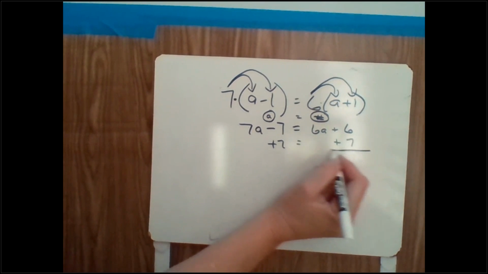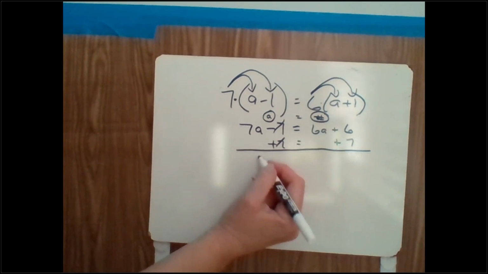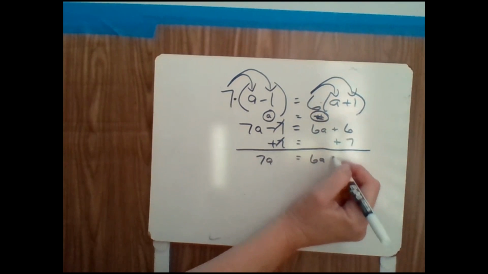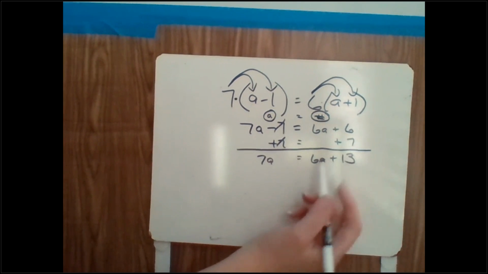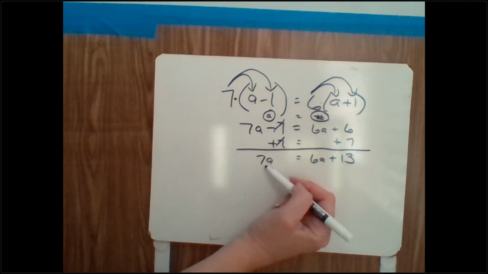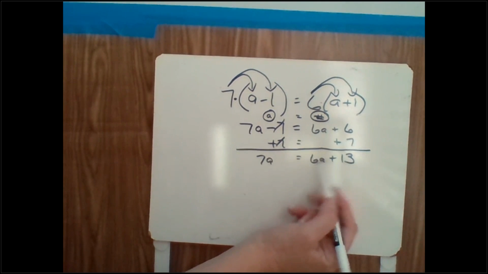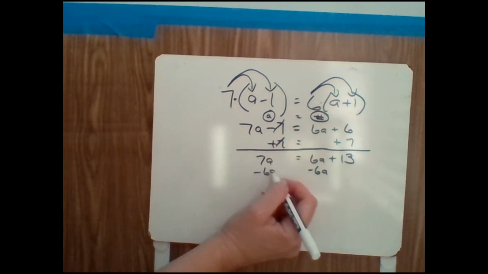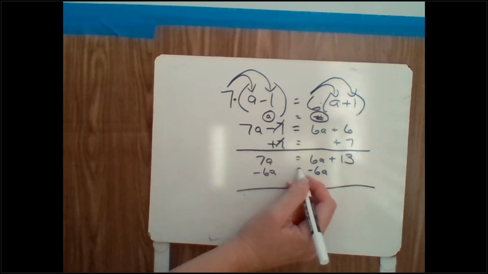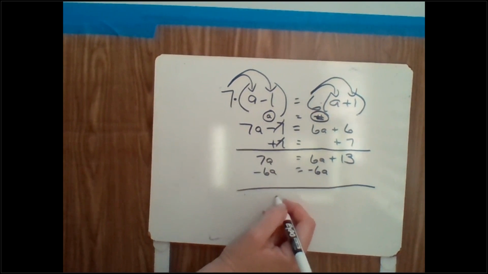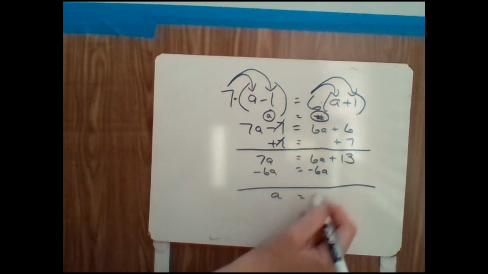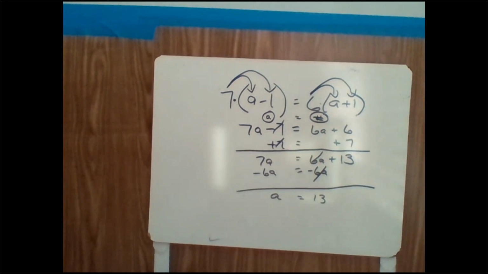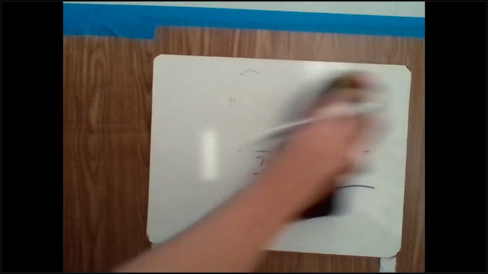I'm going to line up my like terms. That's going to cancel. Left with 7A equals, still have my 6A. 6 plus 7 equals 13. Now all my A's are on the left. On my right, I only want numbers. 6A is not where I want it. The opposite is going to be -6A. Do the same thing on both sides. 7A minus 6A is just going to equal A. Cancels, equals 13.